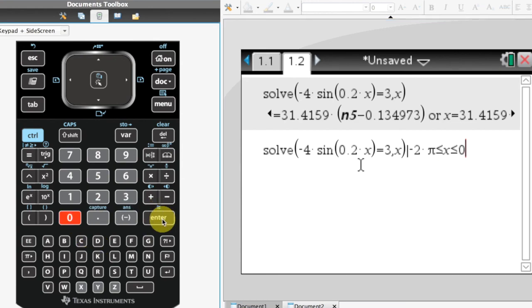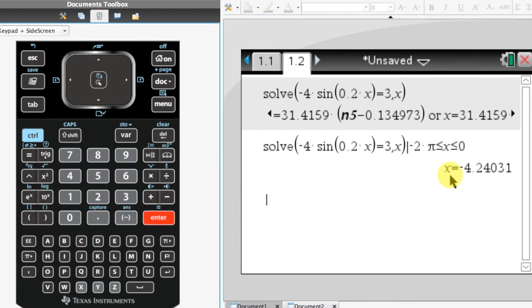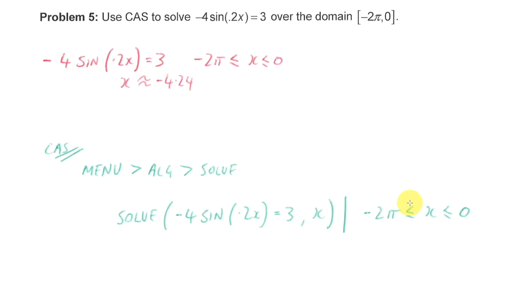And now if I hit enter, I have this solution. So x is -4.24031 radians is what I get for that. And there's my solution there. Usually you'd be asked to provide your solution correct to however many decimal places or significant figures or whatever it may be.